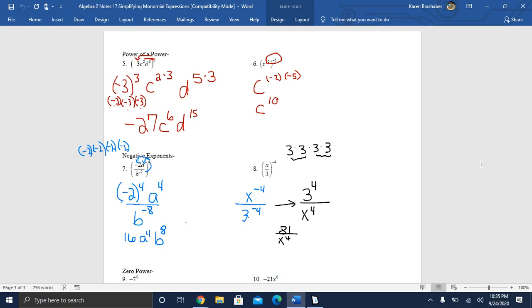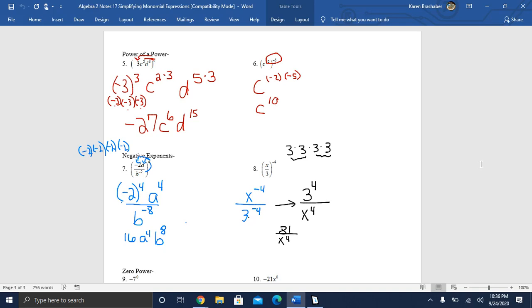So notice that I got rid of the parentheses first. And then after removing the parentheses, I dealt with any negative exponents that I had. Okay, so again, a negative exponent moves. If it's in the denominator, you move the entire base to the numerator, change your exponent to a positive, and vice versa. If it's on top, you move it to the bottom and make your exponent positive.